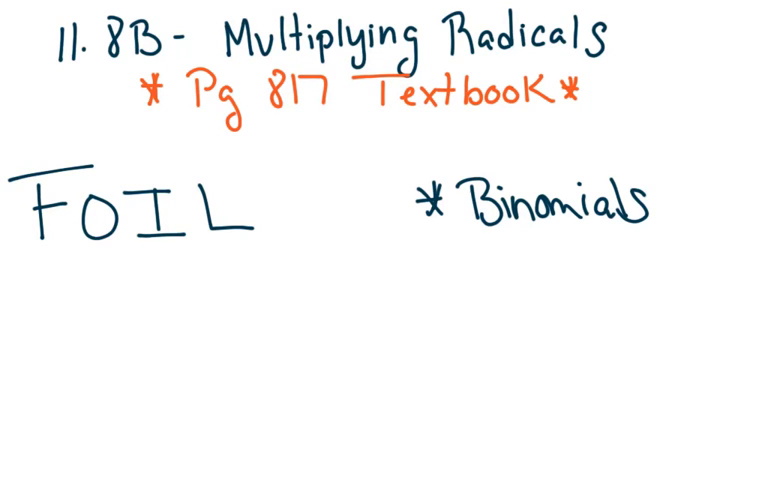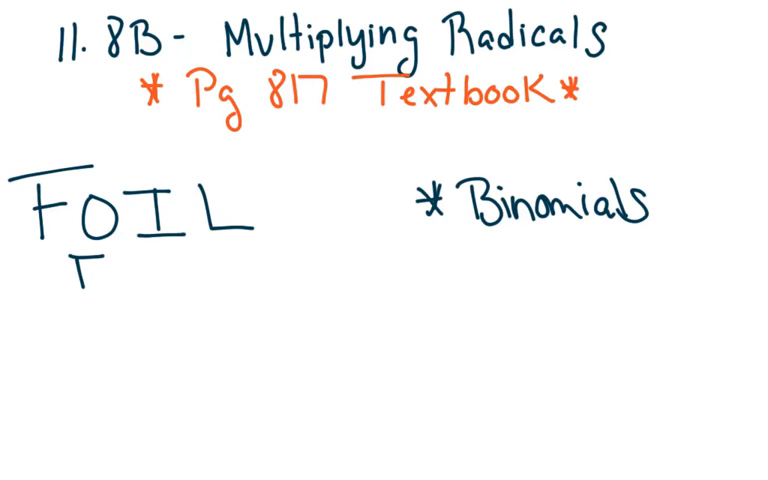All right, so we are on 11.8b, and we are going to talk about multiplying radicals. So I'm on page 817 in your textbook, and what we are going to do is review FOILing. If you remember, we did FOILing earlier this year.